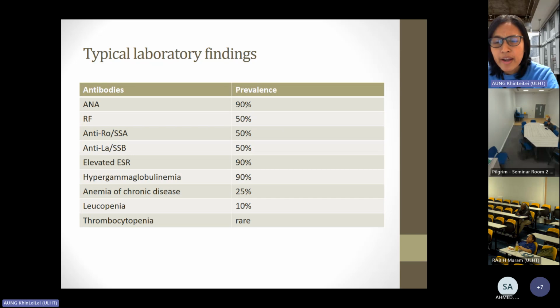These are the typical laboratory findings. ANA 90% prevalence, rheumatoid factor 50%. So if the patient presents with positive rheumatoid factor and joint pain and joint swelling, it could be rheumatoid arthritis or it could be Sjogren's. Sjogren's syndrome is actually more common than rheumatoid arthritis. Anti-Ro antibody positive. Elevated ESR is very common because there is an association with hypergammaglobulinemia and anemia of chronic disease. Sometimes it presents with leukopenia and thrombocytopenia, which is a bit rare.